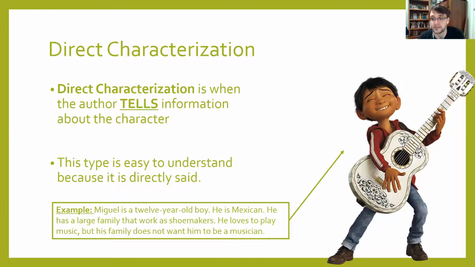This writing section has multiple examples of direct characterization. The first one, he is a 12-year-old boy. That is directly told to us. He is Mexican. That is told to us. He has a large family that work as shoemakers. That's directly told to us. He loves to play music. Directly told to us. We don't have to guess any of this information because this is directly told to us.